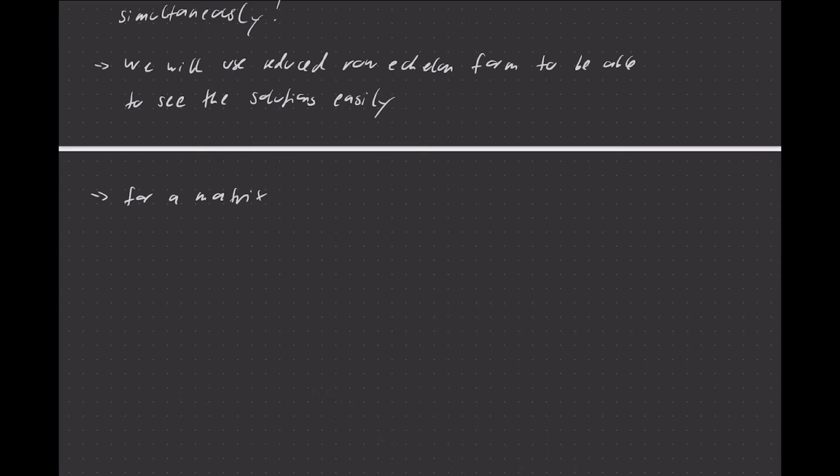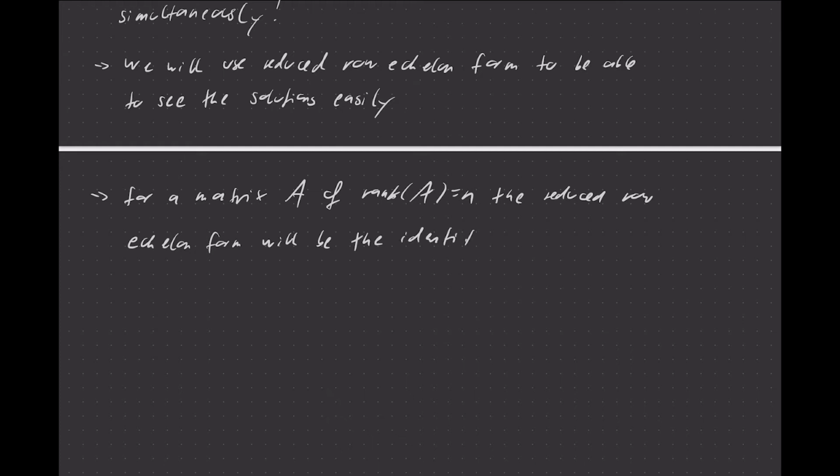So for a matrix A of rank n, the reduced row echelon form will be the identity matrix I_n.